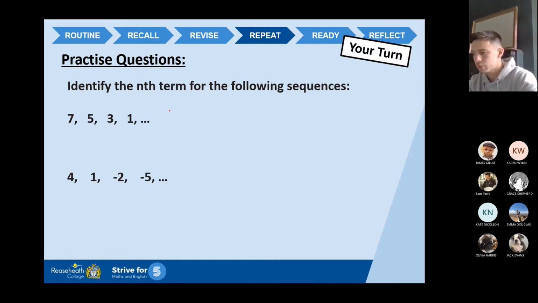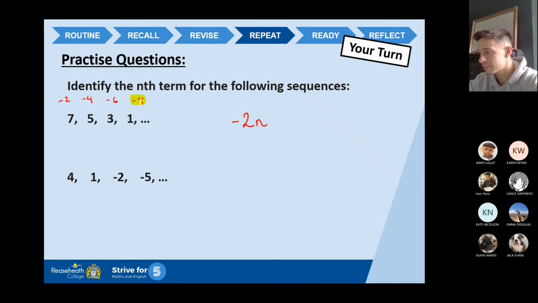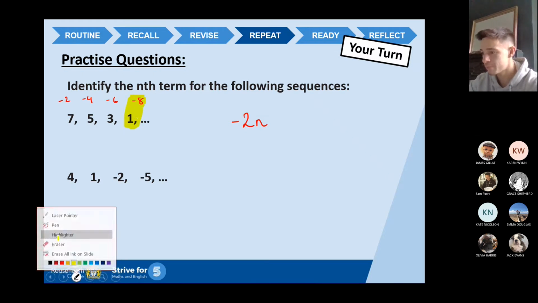Now, this one here, we're looking at sequences that go down. So 7, 5, 3, 1, they're going down in 2, so it's going to be minus 2n. Then I'm going to do my minus 2, so minus 2, minus 4, minus 6, minus 8. Okay, which one's screaming out at me? I think this one here, minus 8 and 1. That's screaming out to me, like, Sam, these numbers look nice. Play, work with these. That's what it's saying to me.